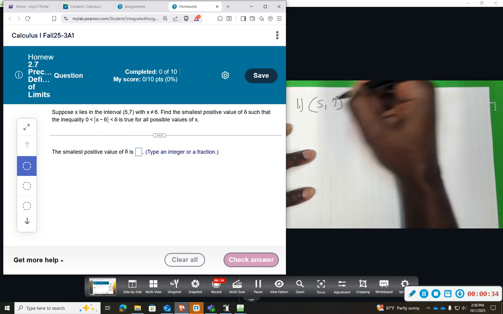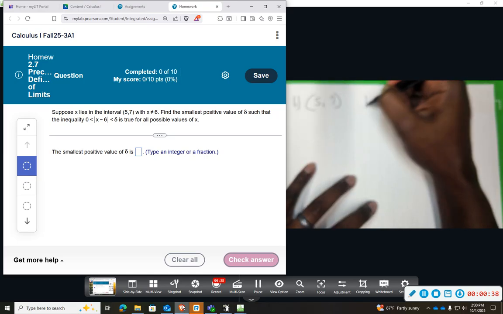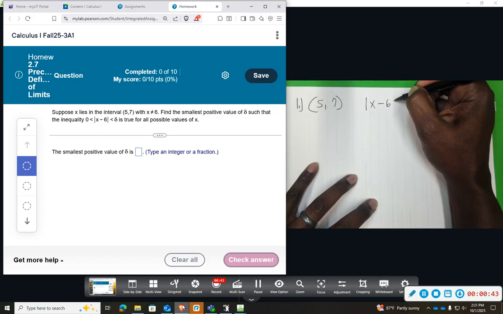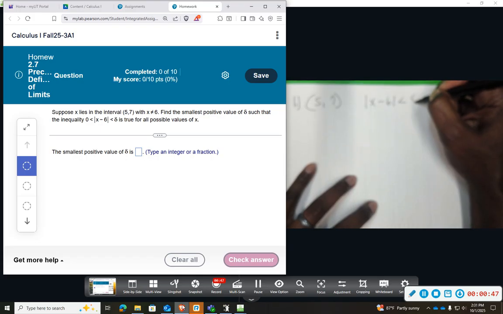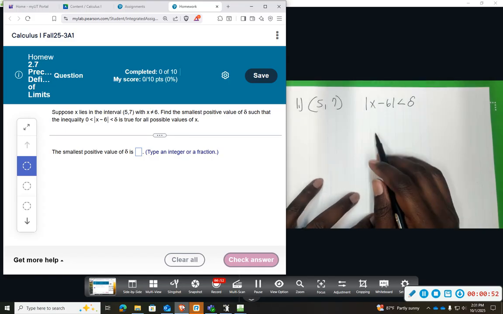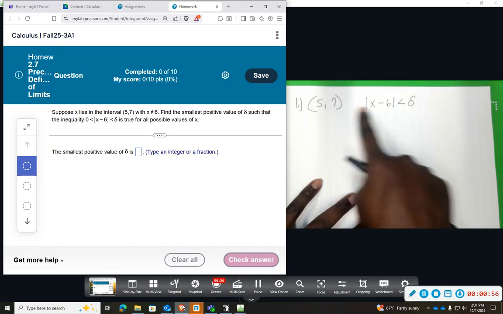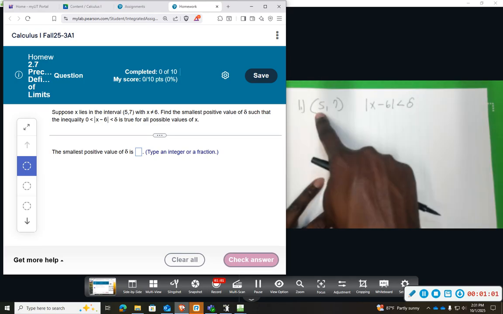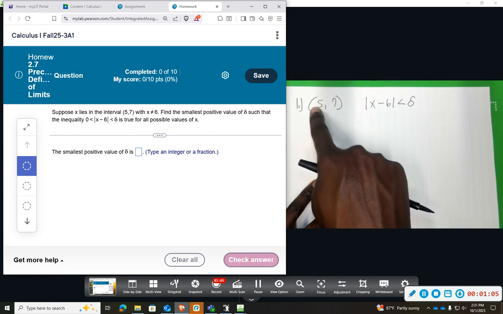Okay, so we're picking a number here, and we want to find the value of delta so that when we do x minus 6, we are always going to be less than this value of delta. And so the easiest thing to do, since we have this symmetric interval, is use the extreme endpoints. Even though we can't go all the way to the endpoints with the parentheses, it lets us know that we'll at least be within the range if we use the extremes.